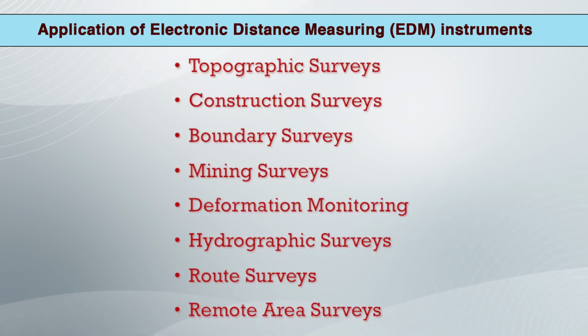Let us discuss the applications of electronic distance measurement, that is, the EDM instrument. The EDM instrument is essential for accurately measuring the distance between two points, especially over long distances or difficult terrain. These are some key applications of EDM in surveying.